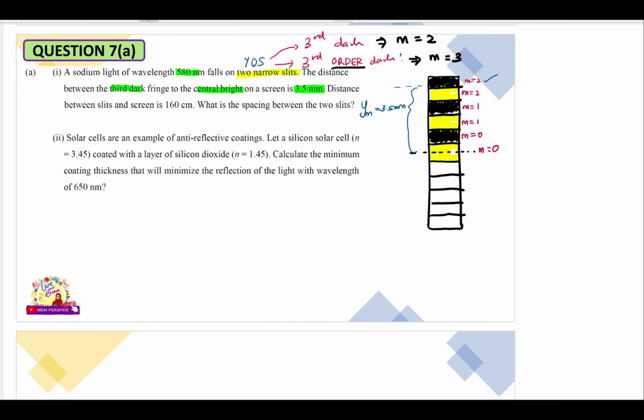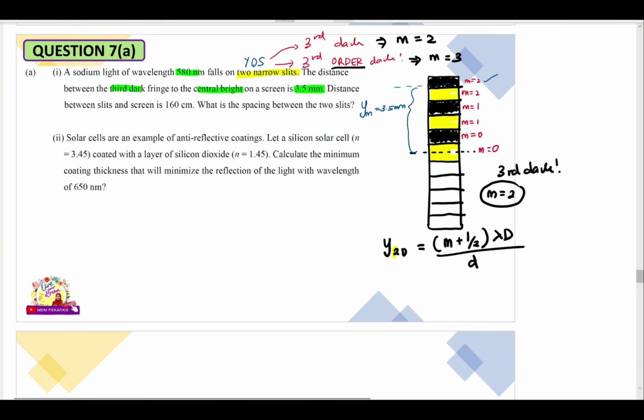Okay. So, bila saya nak buat soalan, saya nak tulis equation Y, saya suka tulis Y_2D. Okay, kita tahu third dark, M is equal to 2. So, saya kata Y_2D. So, guna equation untuk yang double slits: Y = (M + 1/2) λD / d. So, M ini akan follow the number of order, which is 2 lah. Order number dia adalah 2.